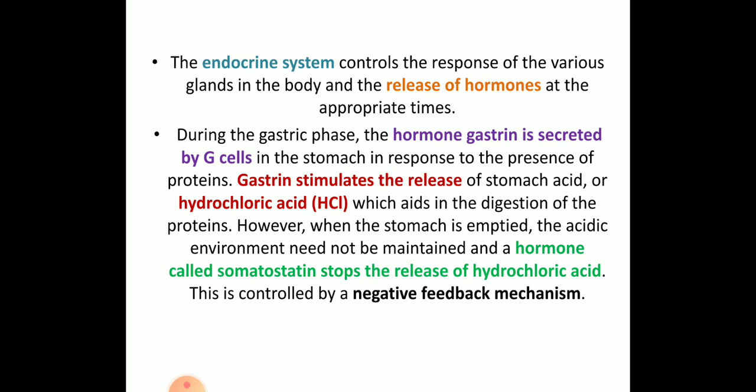Now the endocrine system controls the release of hormones. During the gastric phase, the hormone gastrin is secreted by G cells and this gastrin stimulates the release of stomach acid, that is hydrochloric acid. Once the hydrochloric acid is released, the stomach is emptied. The acid environment needs to be maintained by the hormone called somatostatin, which stops the release of hydrochloric acid. So this is how the reaction takes place inside the gastrointestinal tract due to the hormonal balance.